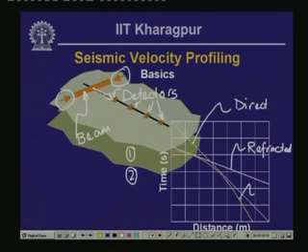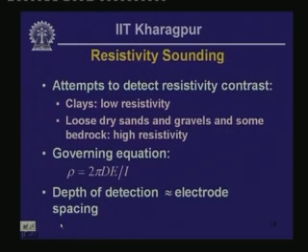Then you have got reflected waves. Their arrival is shown in that particular plot. So using these patterns, you can construct the velocity structure. You can find out the velocity V1, the thickness H1 of that layer, and also the velocity V2 and so on and so forth. That in a sense is the seismic velocity profiling.